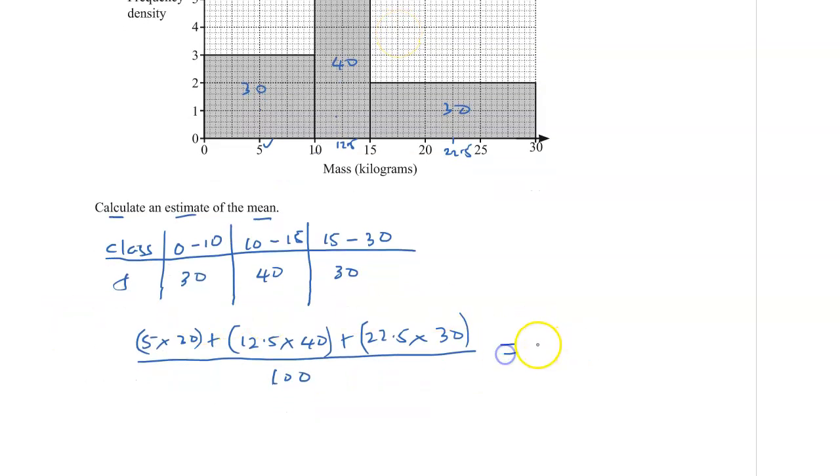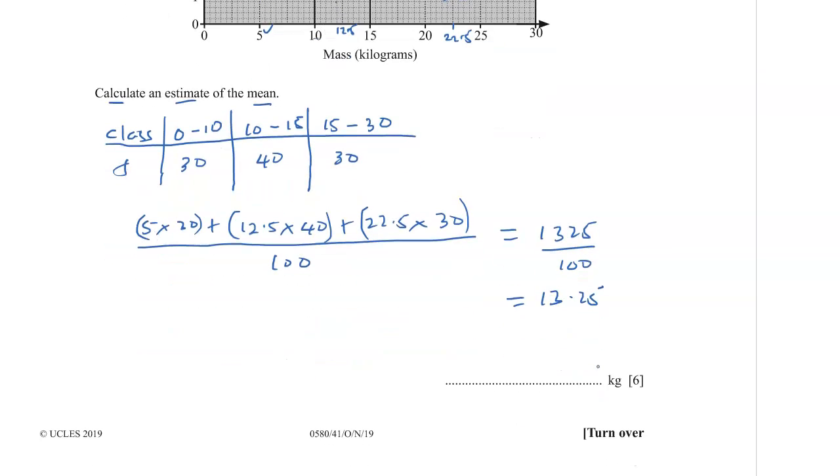Correct evaluation gives you 1325. Divide by 100, this will give you 13.25. So the estimate of the mean is 13.25.